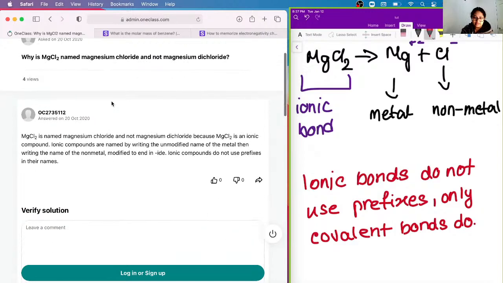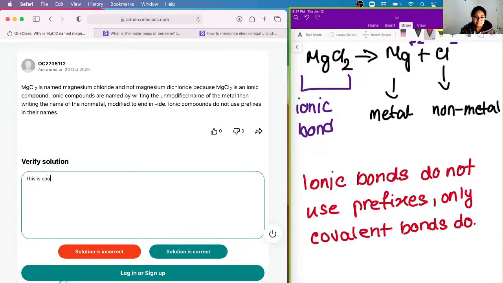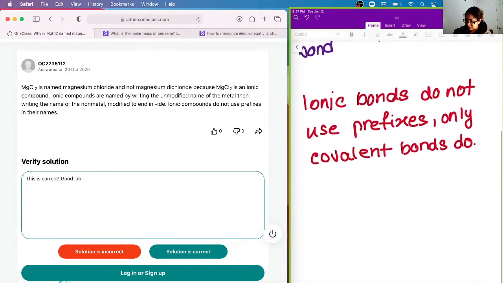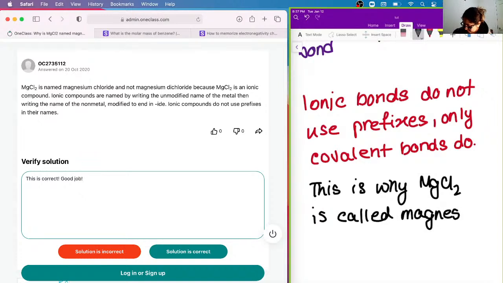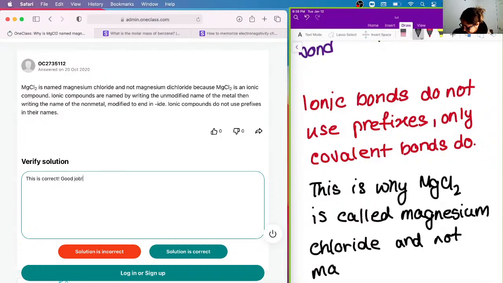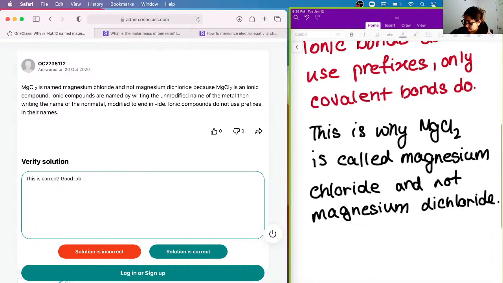So this is the answer right here, and this is why MgCl2 is called magnesium chloride and not magnesium dichloride. Okay, so this is the main difference.